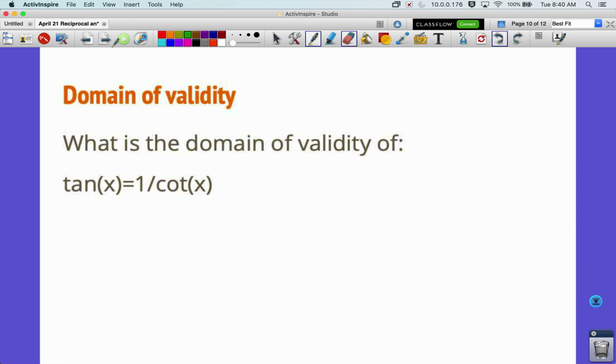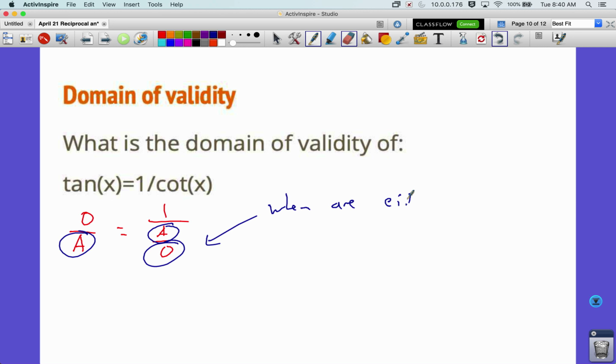Okay, and last one, domain of validity of tangent equals 1 over cotangent. So tangent is opposite over adjacent. Cotangent is adjacent over opposite. So the side lengths ending up in the denominator here are adjacent and opposite, are all in the denominator. So, when are either opposite or adjacent equal to 0.